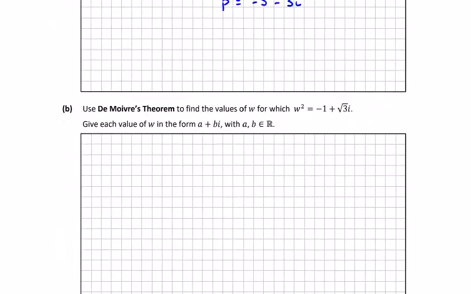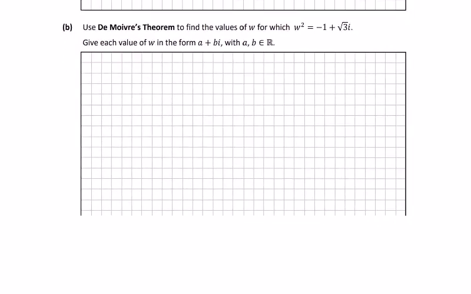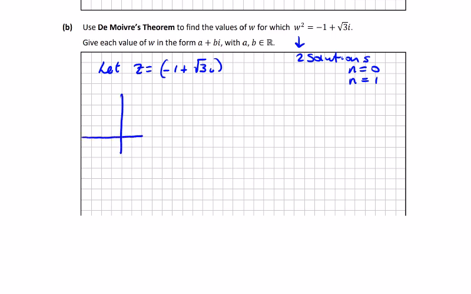Part A. Part B, de Moivre, w squared is equal to this. So let z equal minus 1 plus root 3i. When it's w squared, we have two solutions, so n is equal to 0 and n is equal to 1 when we simplify down in polar form. So if we plot this to help us, it's in the negative positive sector, so it's in here. So here's my complex number, minus 1 plus root 3i.